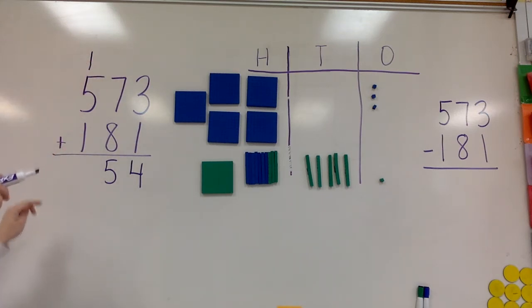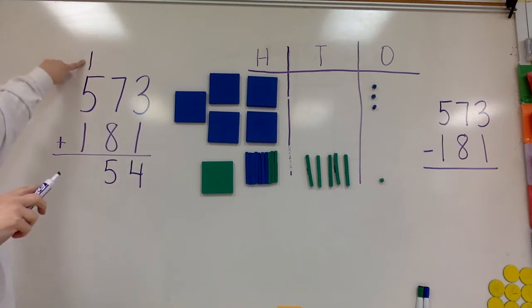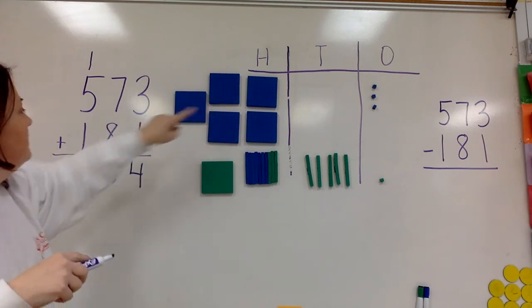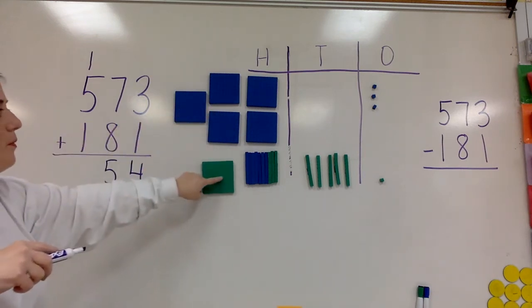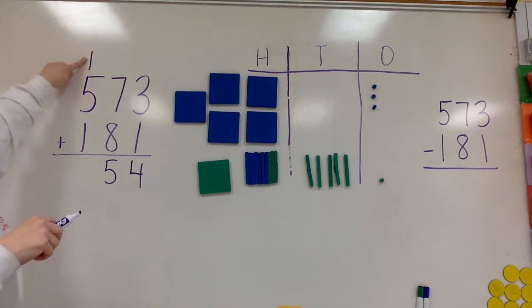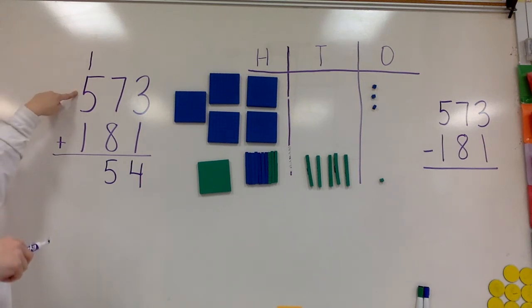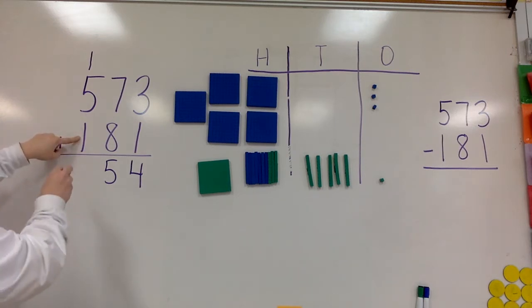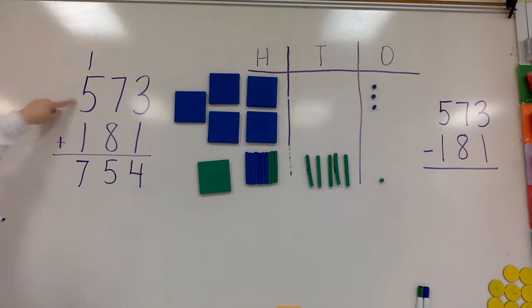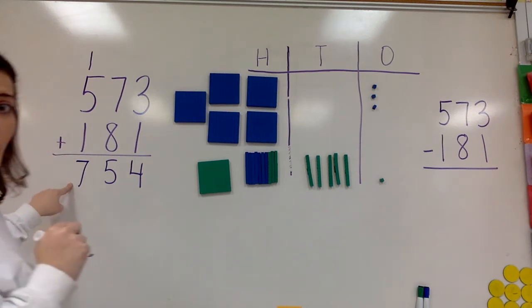Now we're going to combine our hundreds. 100, the new one that we made, plus 500, the blue ones, and plus the 100 from the 181. So let's count them, add them. 100 plus 500 is 600. 600 plus one more 100 is 700. So when we add 573 plus 181, we get 754.